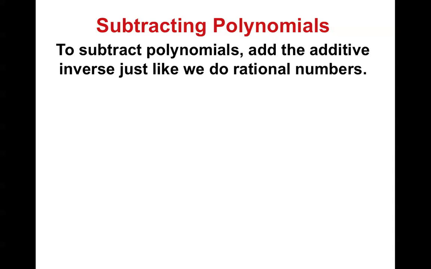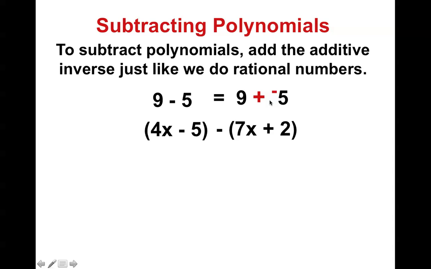Alright, so to subtract polynomials, you have to add the additive inverse, just like we do for rational numbers. So let me show you what I'm talking about. Everyone knows that I turn 9 minus 5, which is 4, into 9 plus negative 5. I use the inverse property of addition to change every subtraction problem into an addition problem. So the question is going to be, how do I change this subtraction problem into an addition problem? Let me show you how we're going to do that.